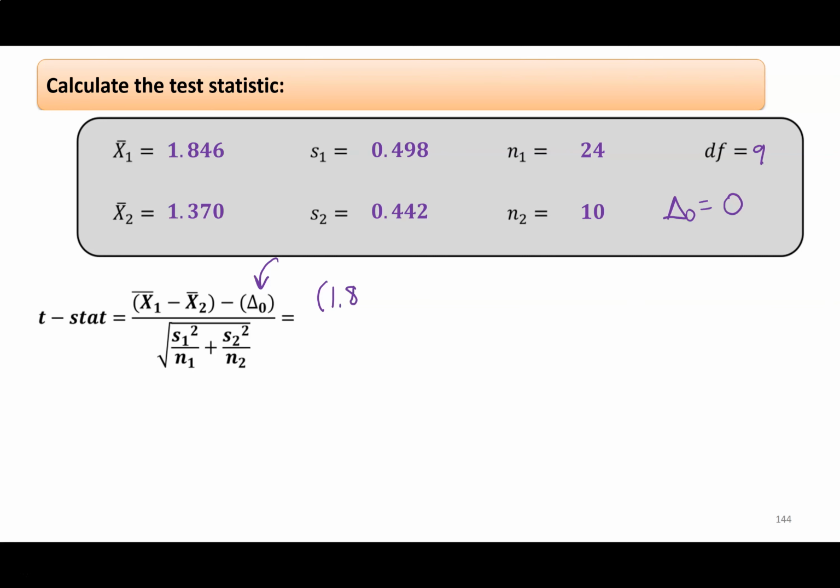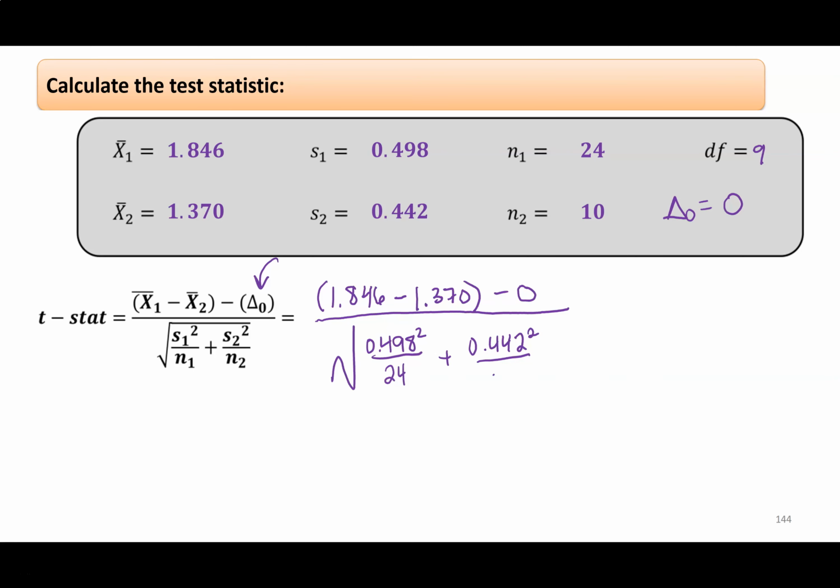So 1.846 minus 1.370 minus 0. That minus 0 just pretty much goes away. I love subtracting 0. Over the square root of 0.498 squared over 24 plus 0.442 squared over 10.